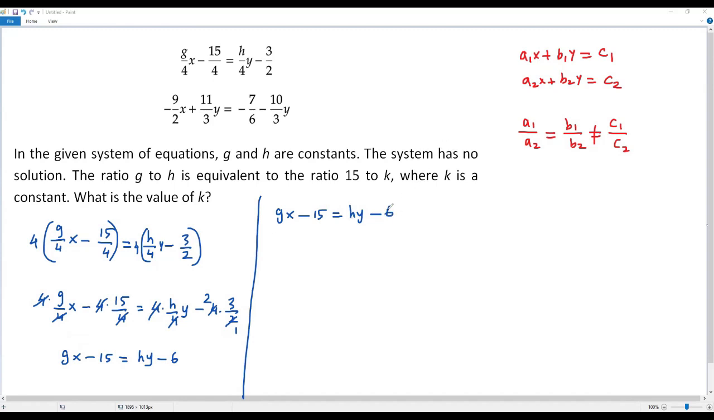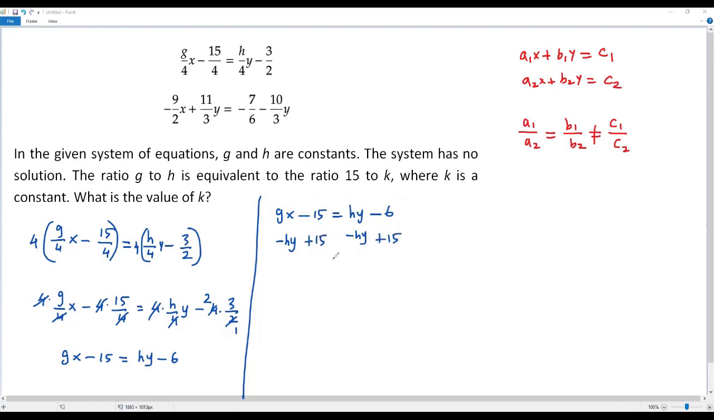Okay, here to get this equation in standard form, we have to get the x term and y term on one side of the equation, usually on the left side, and the constant term on the other side, that is on the right side. Now let's get rid of the y term on the right side. For that, we have to subtract hy from both sides of the equation.